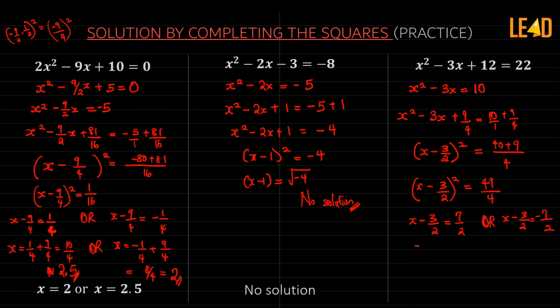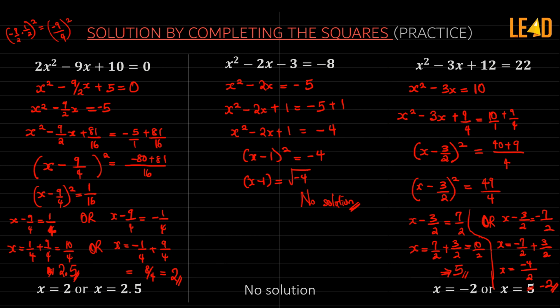If I move this over here, I would have x is equal to 7 over 2 plus 3 over 2, which is basically 10 over 2, which is 5. So x is equal to 5. Then for the other solution, let me just rule a line here. Good. For the other solution, we would have x is equal to negative 7 over 2 plus 3 over 2, which will give us, if I'm correct, negative 4 over 2, which gives us negative 2. So our solutions are negative 2 or 5, right? So negative 2 or 5.